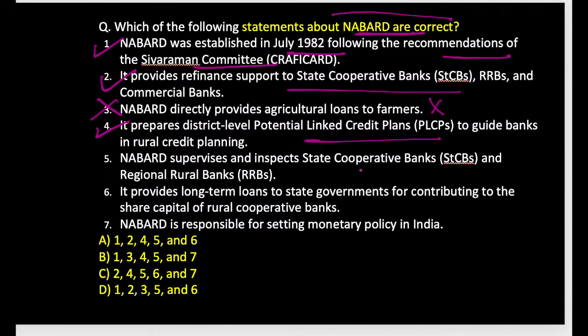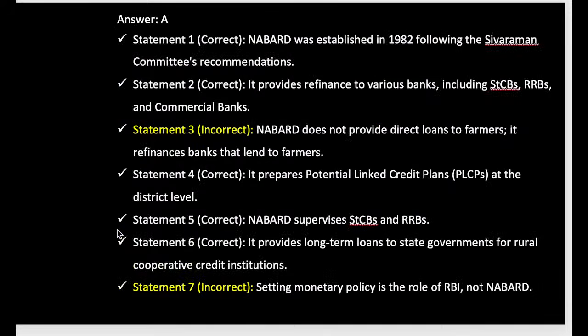NABARD supervises and inspects state cooperative banks and RRBs. It provides long-term loans to state governments for contributing to share capital in rural cooperative banks also. "NABARD is responsible for this" is completely wrong. So 1, 2, 4, 5, 6 are absolutely correct. Option A only will be the right answer for this particular question.